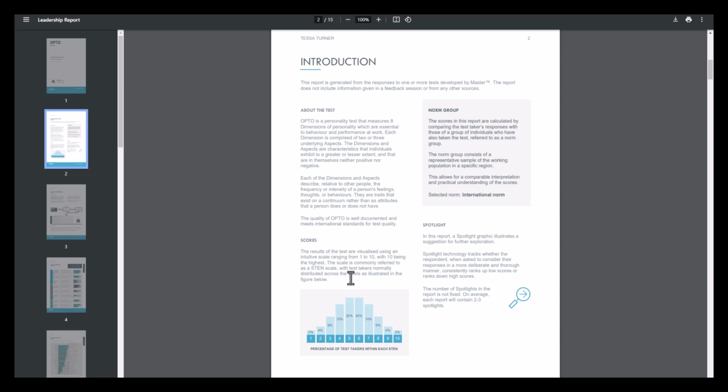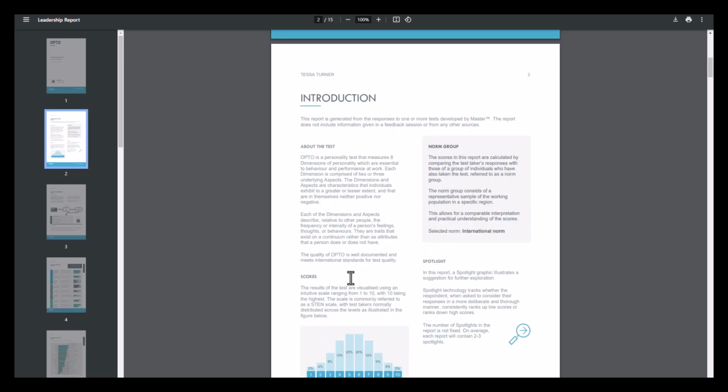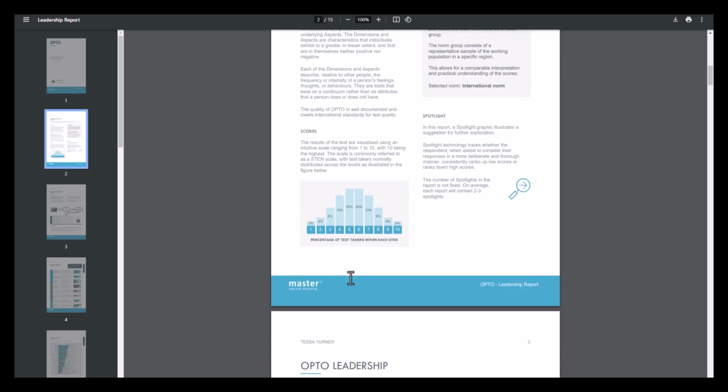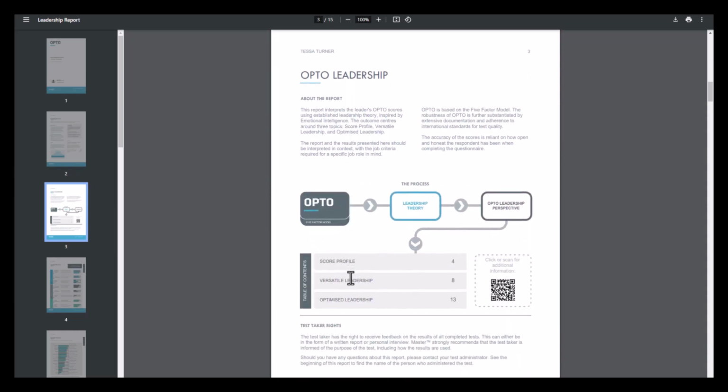scales, and so on. On page 3, we start to see some differences compared to our usual reports, beginning with more information about OPTO leadership and the report itself. We also see how everything is connected, starting with the test at the beginning of the process, followed by the applied leadership theories, which then lead to the OPTO leadership perspective that this report represents.